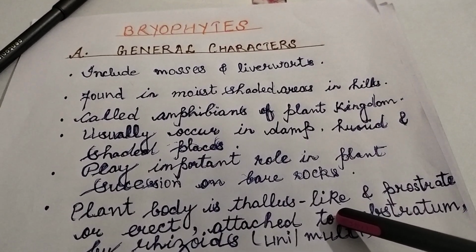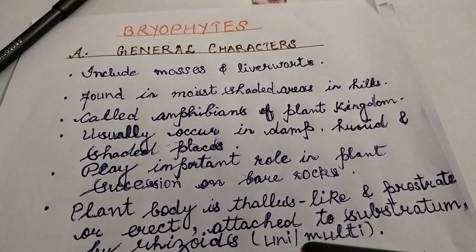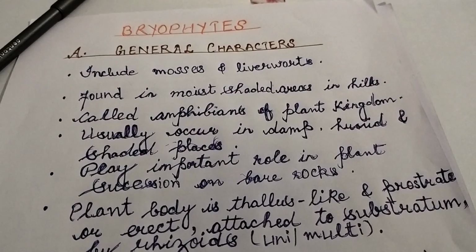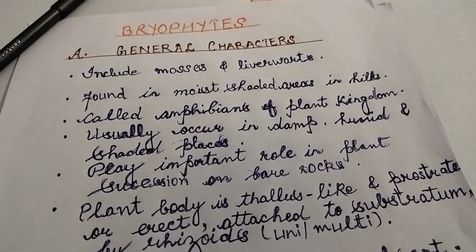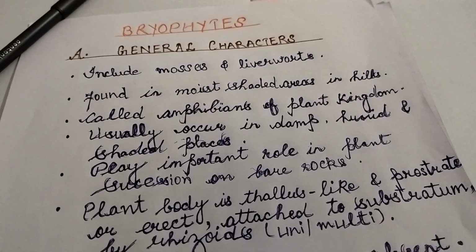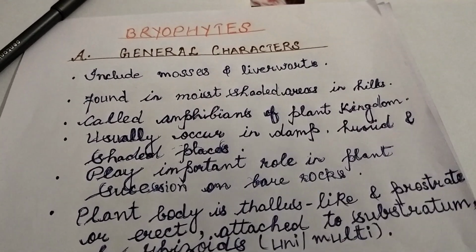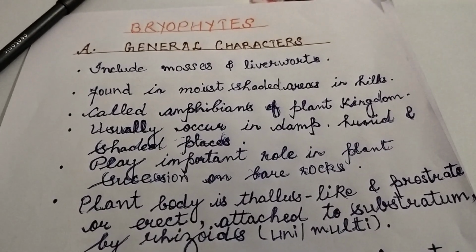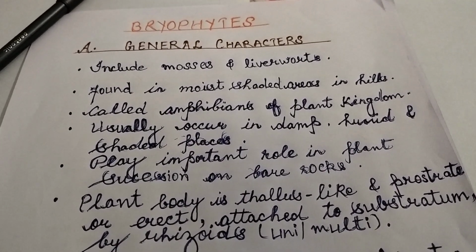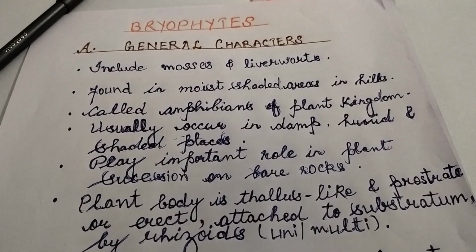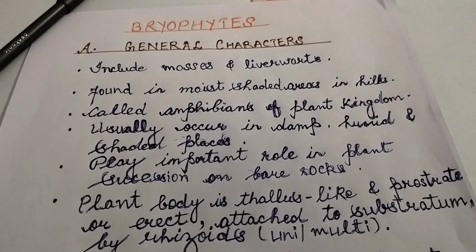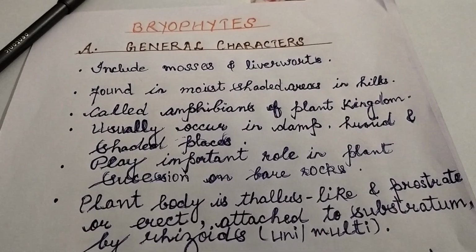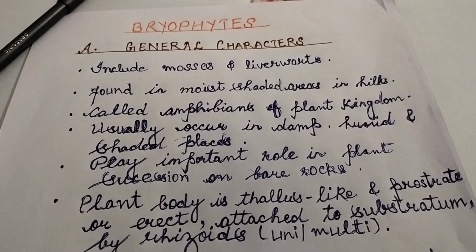In bryophytes, plant body is thallus. Now, you know what is thallus? Thallus means, as we have discussed in algae also, plant body is not differentiated into root, stem and leaves. It is a thallus body. Plant body is thalloid. But in bryophytes, plant body is more differentiated than of algae.